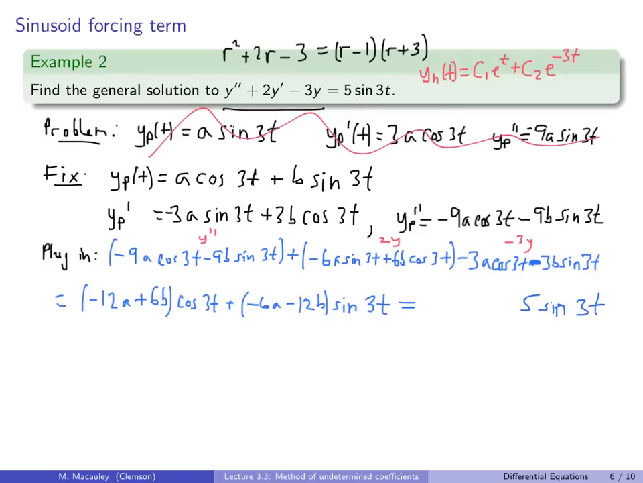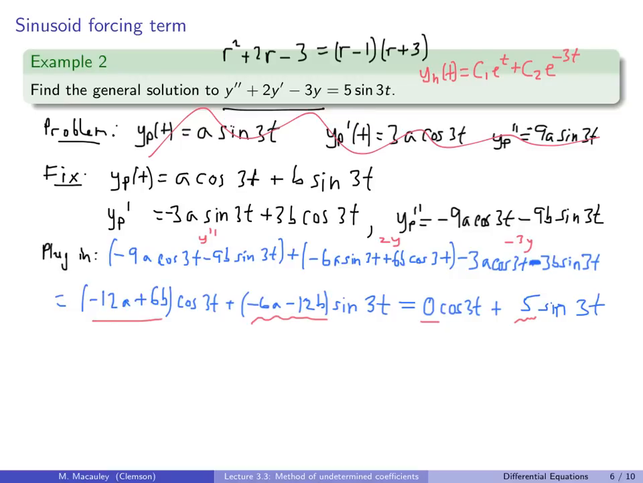Okay, so in summary, this has to equal that. So we have this many cosines plus this many sines has to equal 0 cosine of 3t plus 5 sine of 3t. So that better be 0, and that better be 5. Now I did not need to write that 0 cosine of 3t there, but it sometimes helps seeing what we have to do and where we get this system of equations.